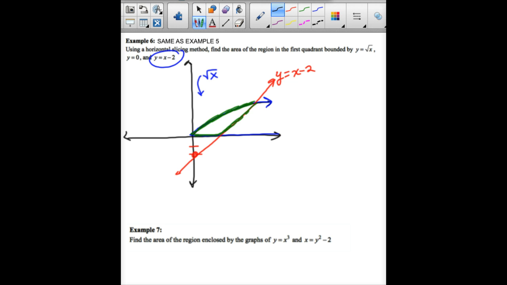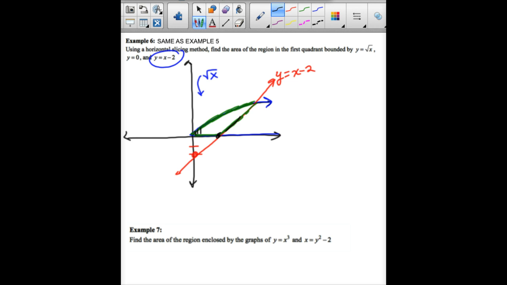If I were coloring vertically, watch what would happen. I would color, color, color. But when I get to here, my bottom function changes. So I'd have to separate my integrals into two pieces because top minus bottom up to this spot is the square root of x minus 0. But once I hit here, it becomes the square root of x minus the line. So I'd have to do 2. But it's perfectly legal, and I could do it, and it actually wouldn't be very difficult.